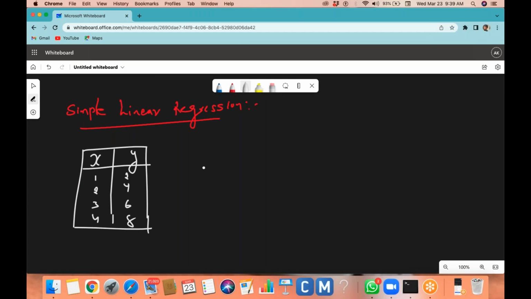Okay, so in this particular situation, let me draw a small diagram. X is my input variable, and this could be my output variable. Here, on the X axis I have 1, 2, 3, and 4, and on the Y axis 2, 4, 6, and 8, right?